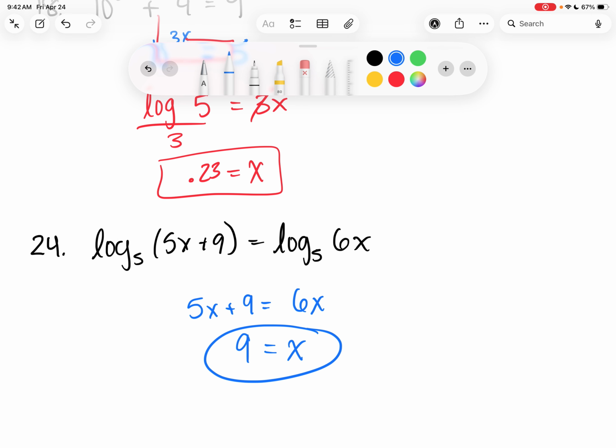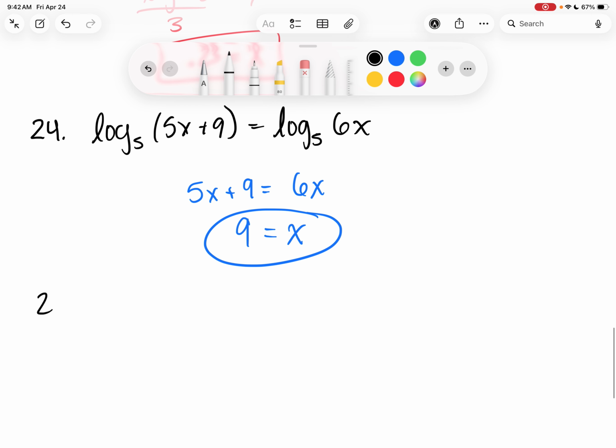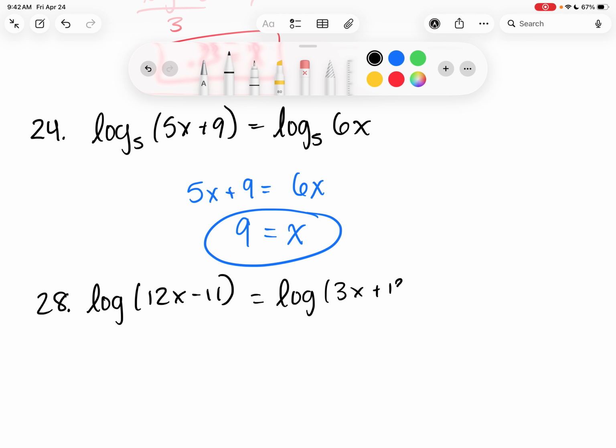28. Log of 12x minus 11 equals log of 3x plus 13. So these are both common logs. So again, take what's inside, set it equal to each other. So 12x minus 11 equals 3x plus 13. I'm going to subtract 3x, add 11. So I've got 9x is equal to 24.